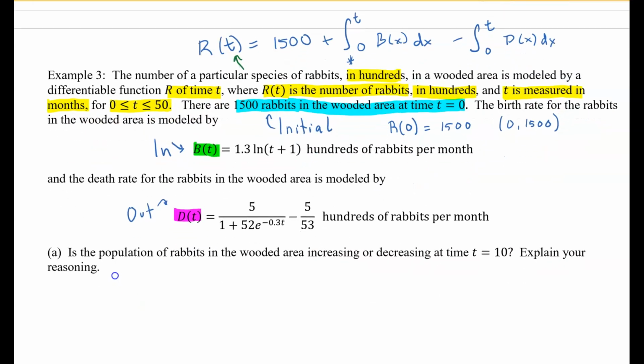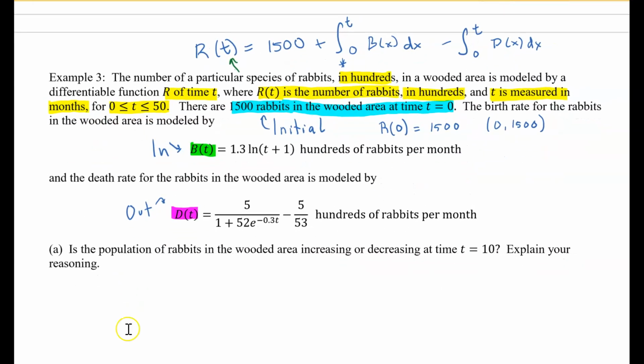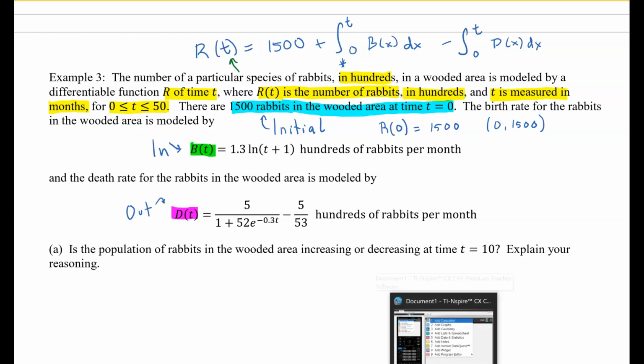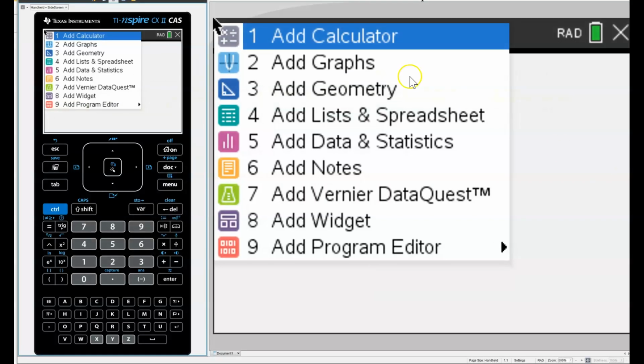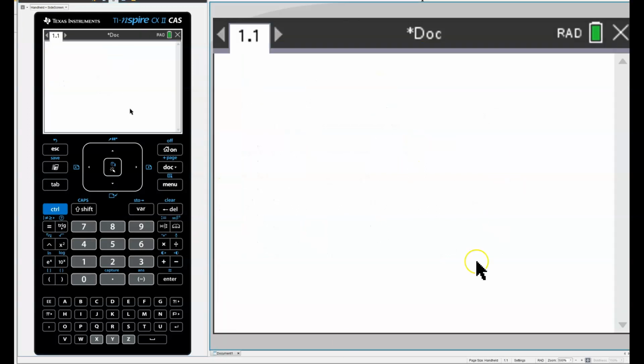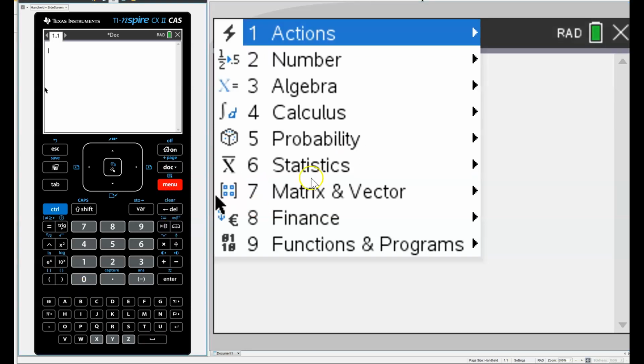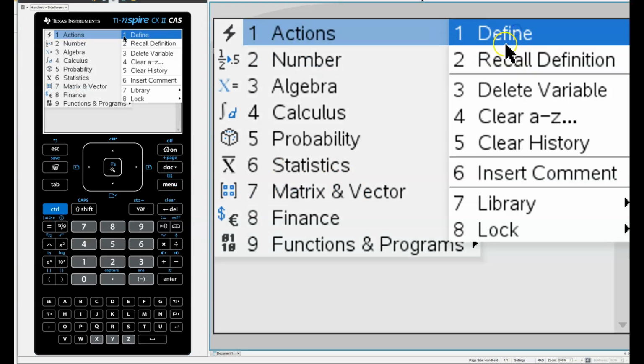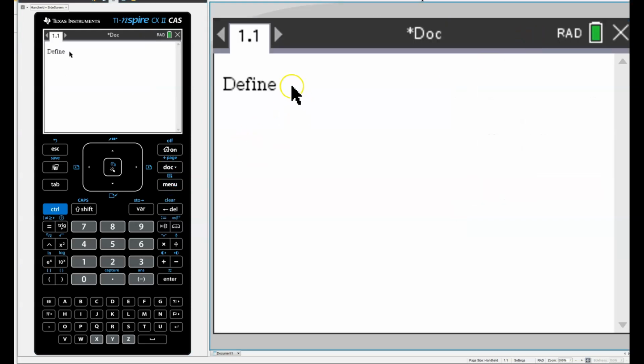So there's our function r of t, and what I like to do in my calculator is go ahead and quickly define these. I don't have the paper in front of me or split screen, so I'm going to pause the video and define these. But go ahead, pause the video right now and do this with me, because I'm going to do this quickly. So define, I'm going to go ahead and define the birth rate.